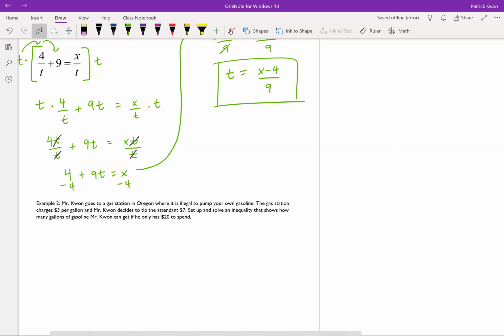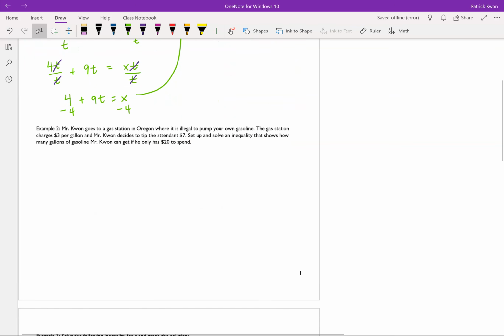Let's move on to example 2. It says, Mr. Kwan goes to a gas station in Oregon where it is illegal to pump your own gasoline. The gas station charges $3 per gallon, and Mr. Kwan decides to tip the attendant, the person who fills up his gas, $7. Set up and solve an inequality that shows how many gallons of gasoline Mr. Kwan can get if he only has $20 to spend.